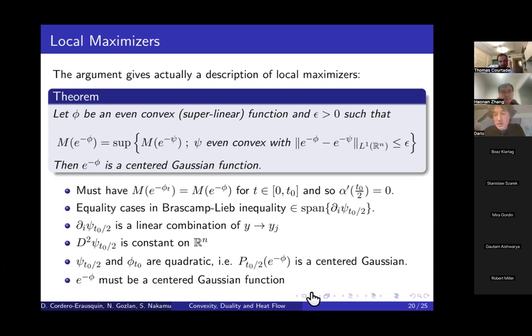But of course, the heat semigroup is itself Gaussian, so there are many characterizations of when the convolution of two things is Gaussian. But here it's pretty simple, because if you use, say, the injectivity of the Fourier transform in L1, this will tell you that indeed exponential minus phi has to be a centered Gaussian. So these are the only equality cases.